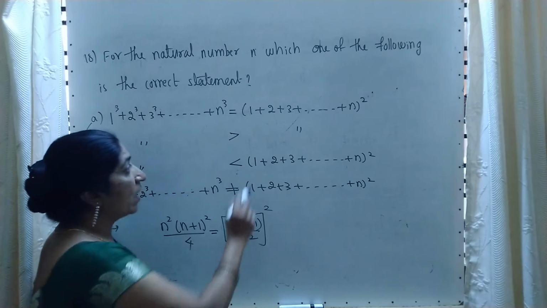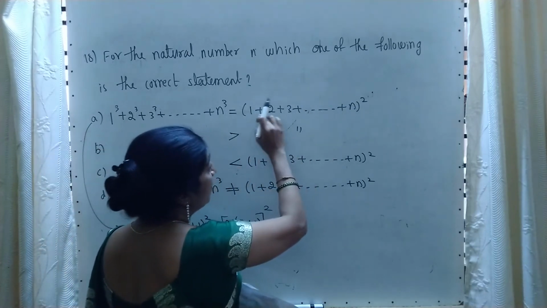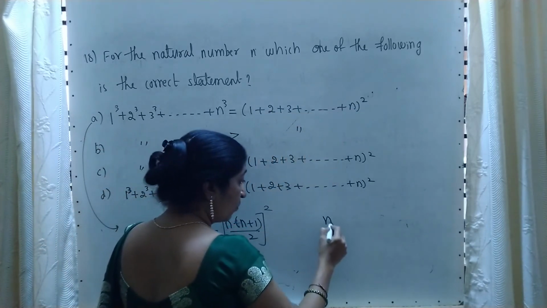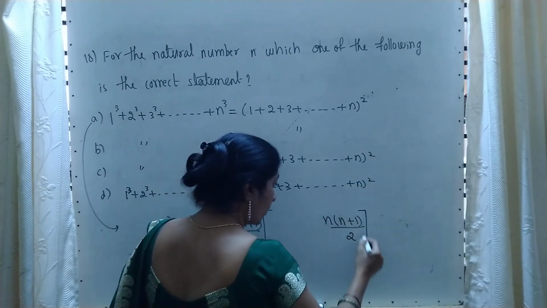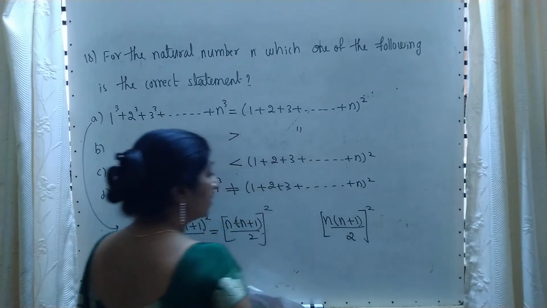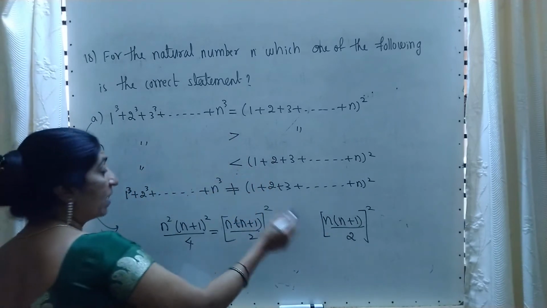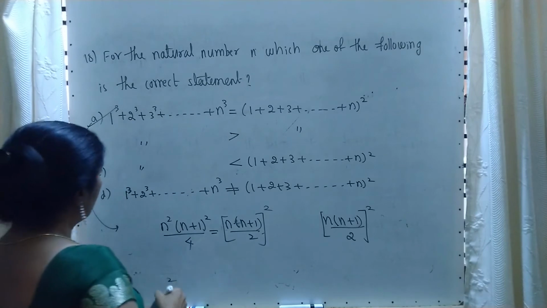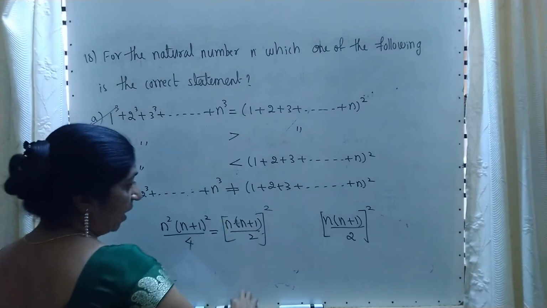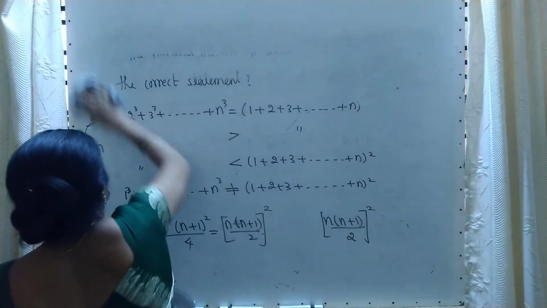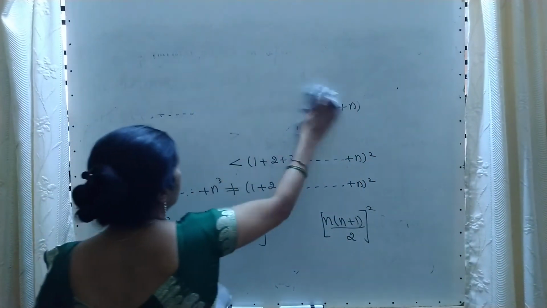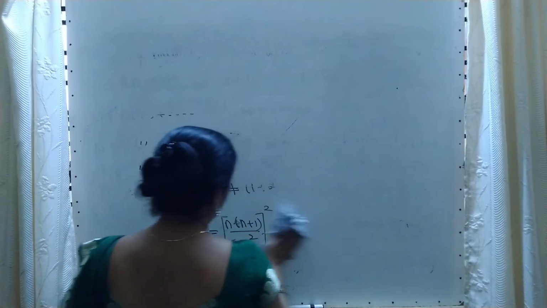Correct or not? Now move to the right side. 1 plus 2 plus 3 up to n formula is what? N into n plus 1 divided by 2, but the whole square is there. Now compare these two results. Are they equal or what? Yes, they are equal. So the answer is the first one, A, that is, these two results are equal. Moving to the next question.